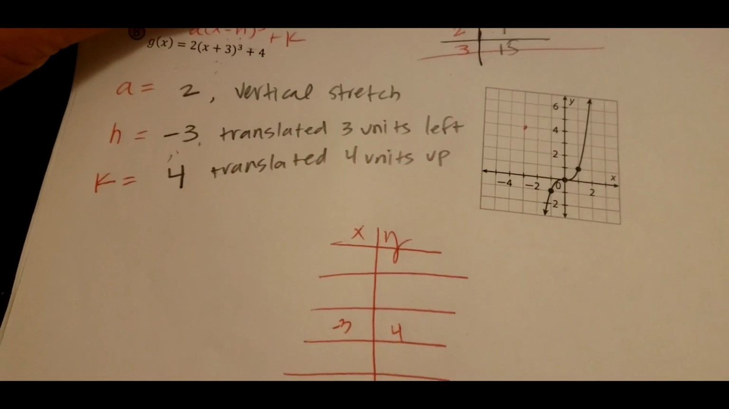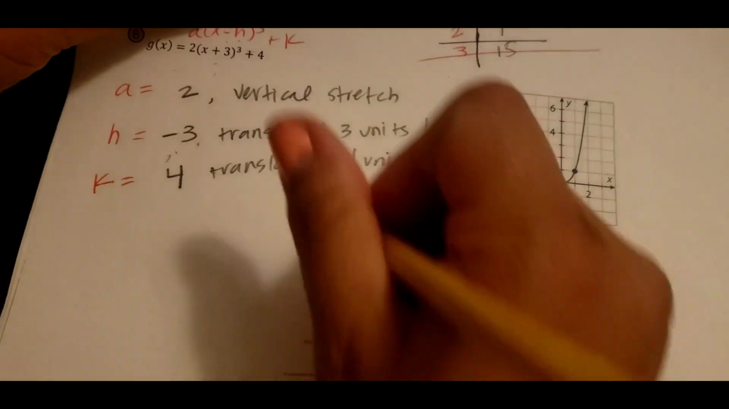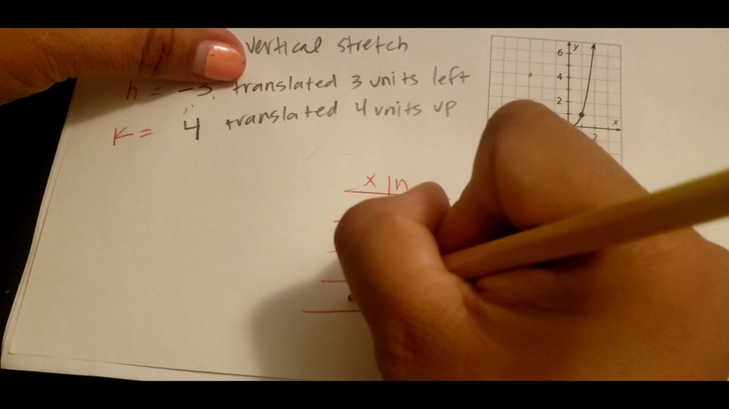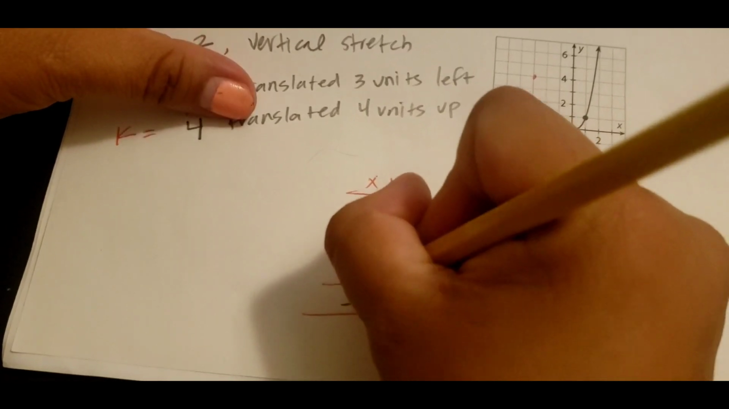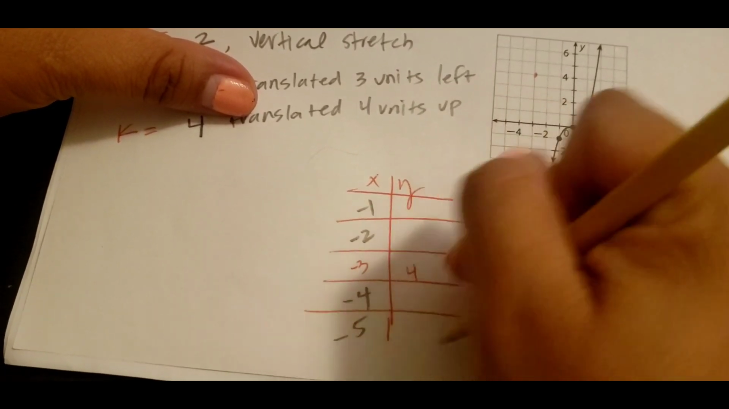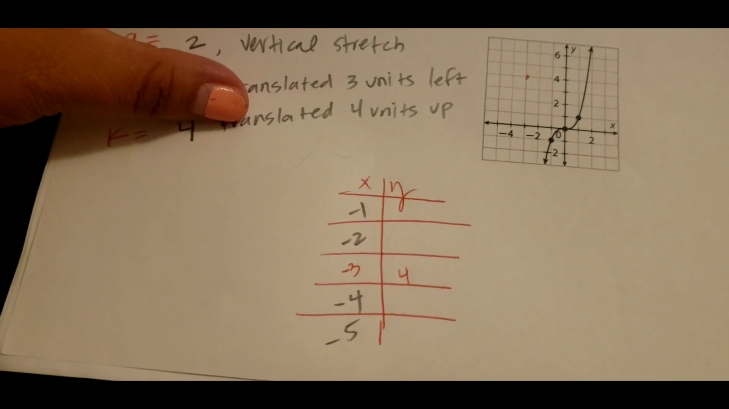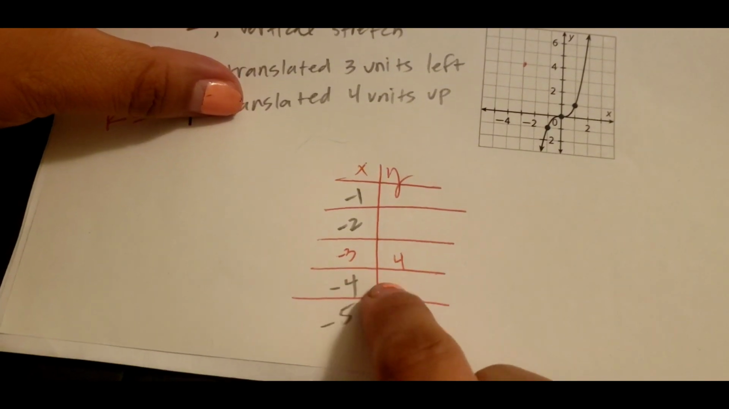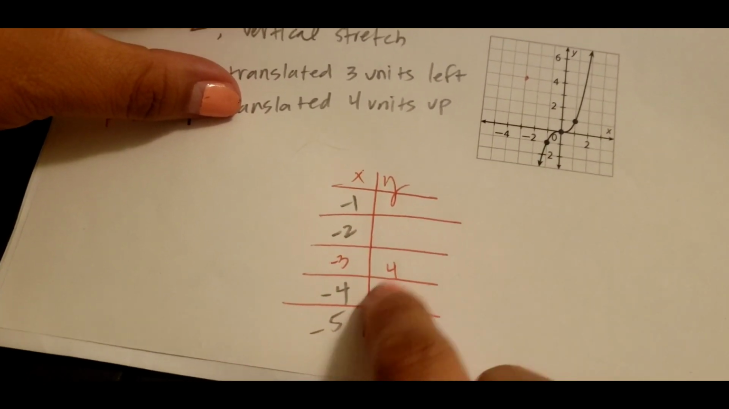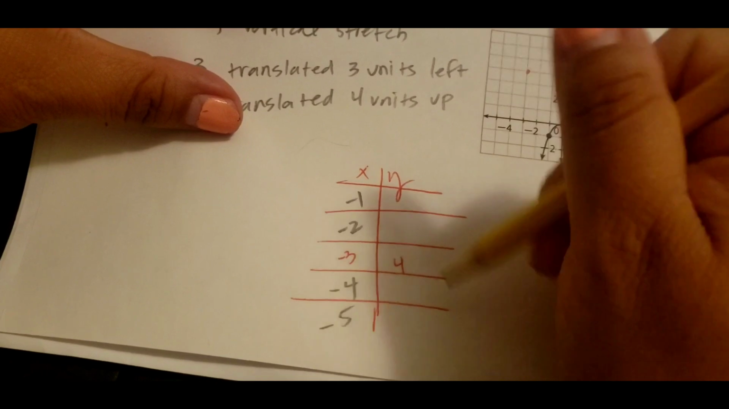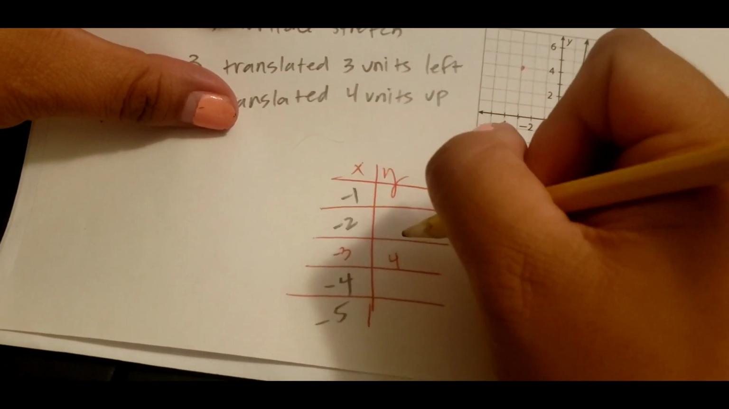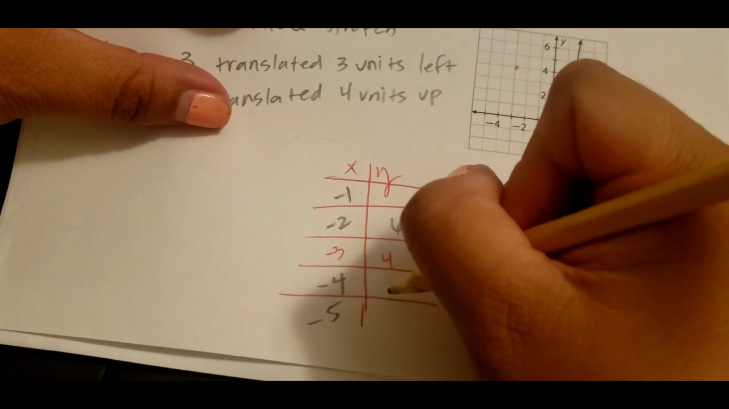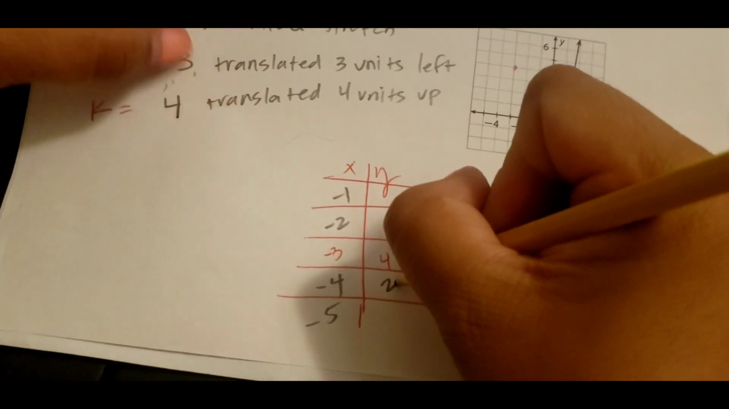All right, so let's come up with our values. Again, I'm going to pick points to the left. So it's going to be -2, -1, and points to the right. So now I'm going to choose -4 and -5. Or I kind of have it flip-flopped. These go to the right and these go to the left. Anyways, if you plug in -2, it'll give you 6. If you plug in -4, it will give you 2.